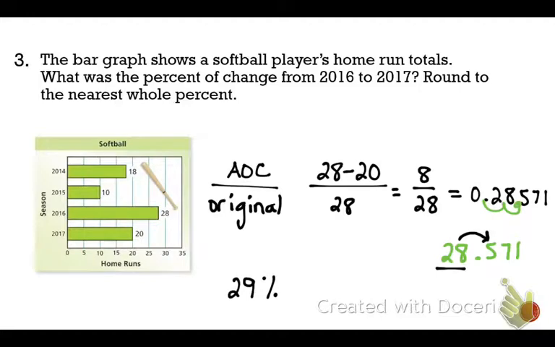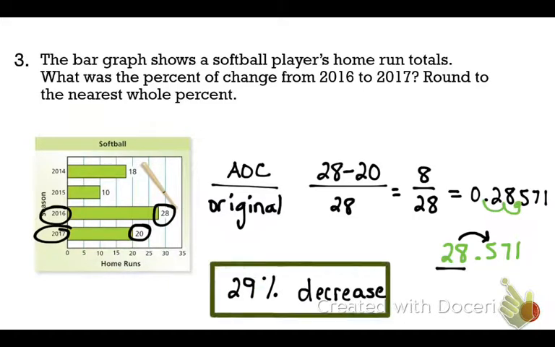Look right here, guys. In 2016, they got 28 home runs. In 2017, they got 20. It was 28 and it went down to 20. So was that an increase or a decrease? That is a decrease. Okay, so does it seem like this softball player is getting better or worse? Unfortunately, she might have already hit her prime.